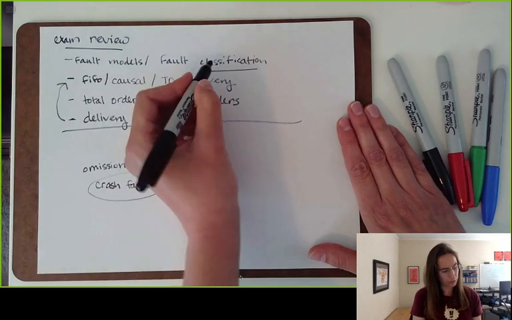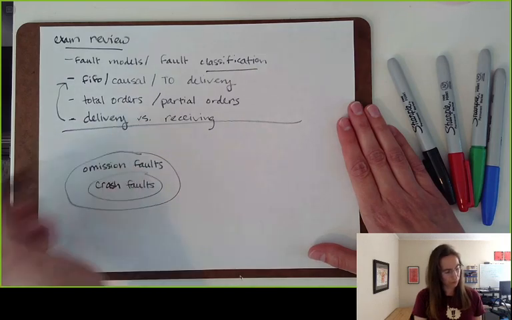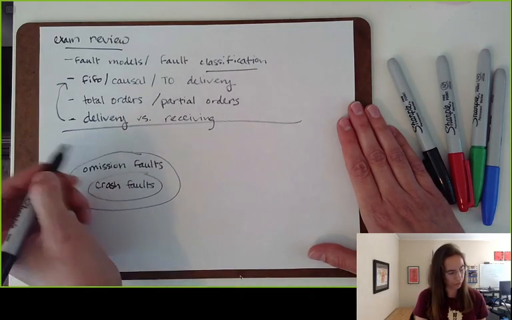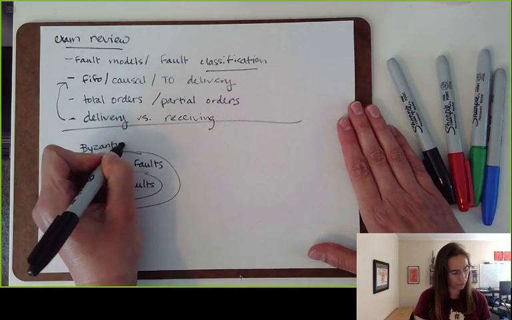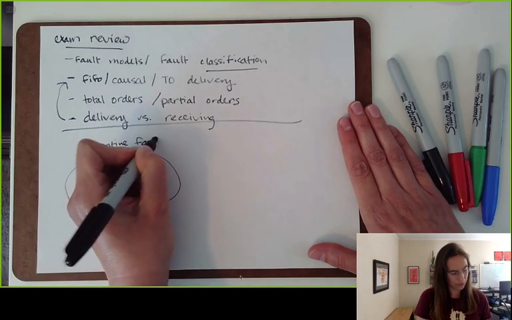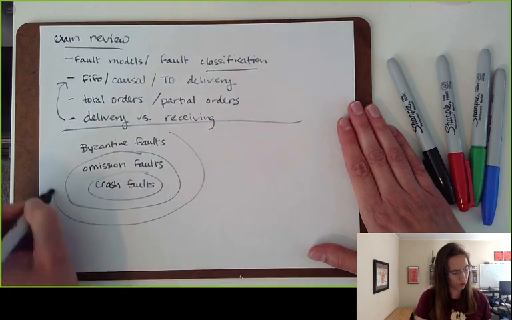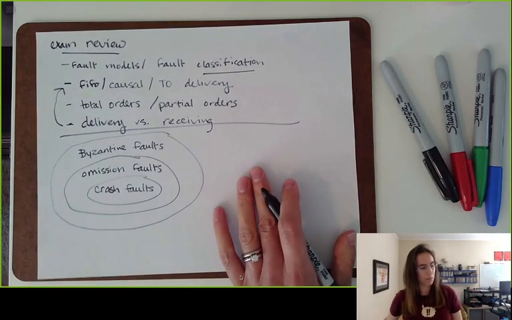So we talked about how crash faults are a subset of omission faults and how those are a subset of Byzantine faults. And this is a bit of a simplification. There are further subdivisions that we could do here, but let's just talk about these as kind of the main ones.